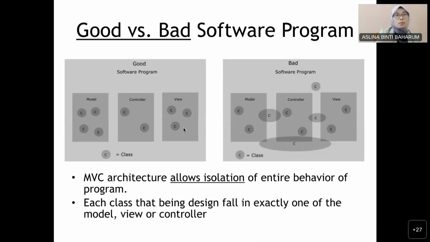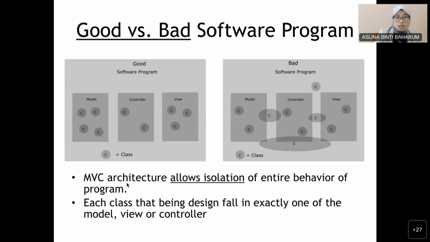So talking about the good and bad of a software program, this is an example of using MVC and without MVC. If you look at the MVC, they have their own three parts, not mixed. The model is a model, the controller has its own controller, the view, each of these has its own class. But without MVC, it's mixed up. Sometimes you're not sure whether it's a model or controller, sometimes it's outside the scope, right? So the classes are everywhere.